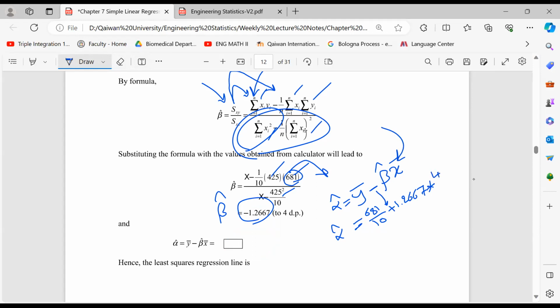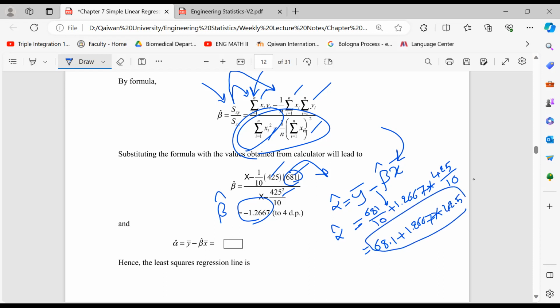So 425 divided by 10. Now find this. It's easy to calculate. So it is 681 divided by 10, which is 68.1, plus 1.2667 multiplied by 425 divided by 10, which is 42.5.